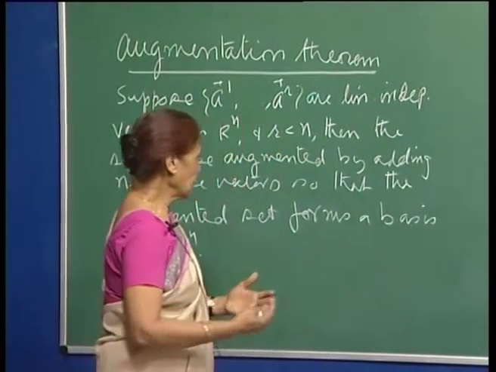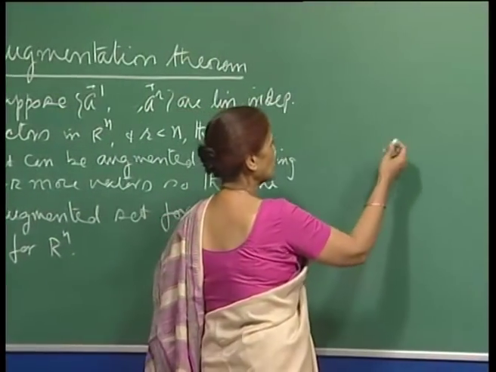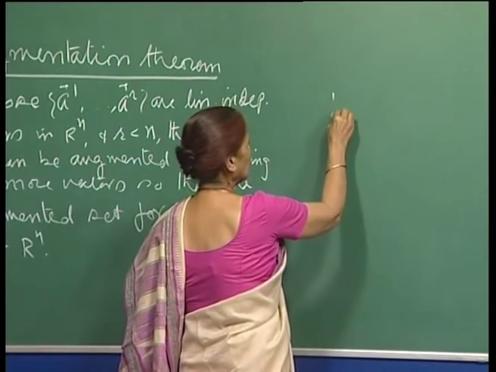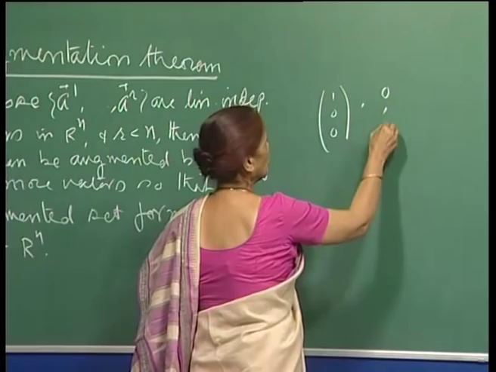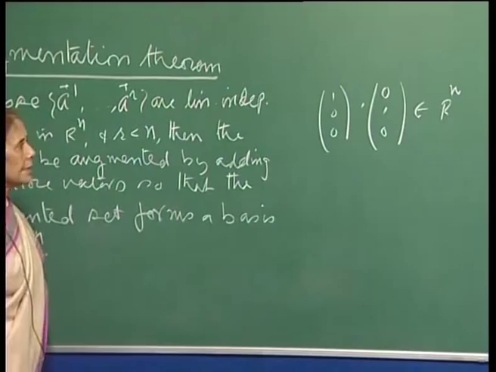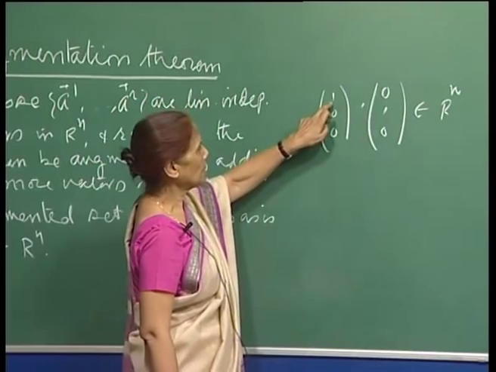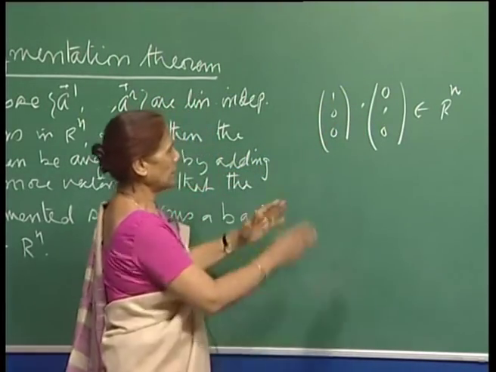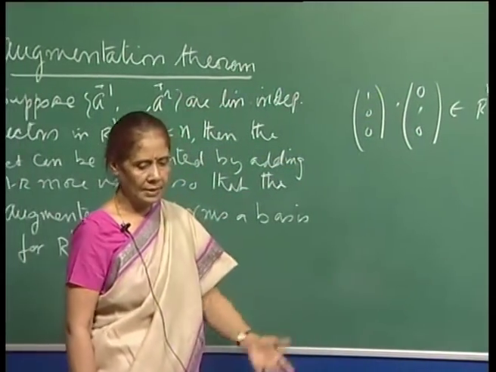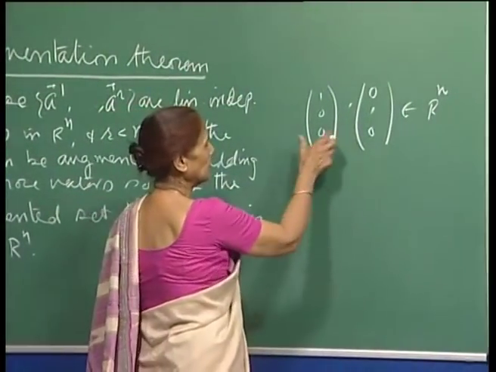I will just give you the idea behind it without actually giving you the proof. Suppose you take two vectors, let me take the vectors 1 0 0 and 0 1 0 as a simple example, belonging to Rn. We know that these two vectors are linearly independent, because if you take C1 times this plus C2 times this vector equal to the 0 vector, then it will always imply that C1 and C2 both have to be 0. So, therefore, this is a linearly independent set.